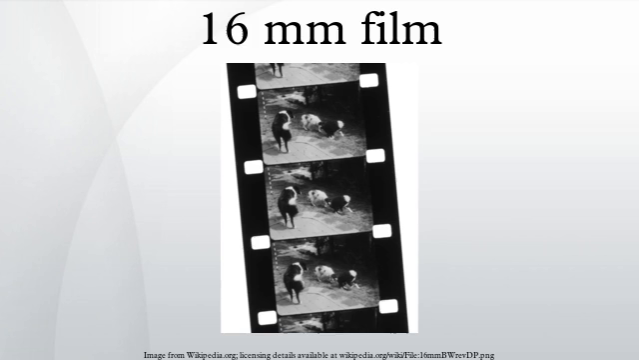16mm film is a popular, economical gauge of film. 16mm is the width of the film. Other common film gauges include 8mm and 35mm. It is generally used for non-theatrical filmmaking or for low-budget motion pictures.